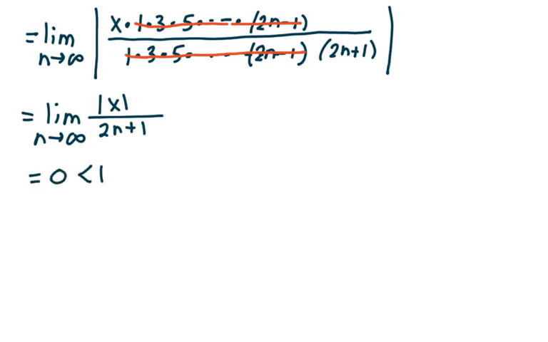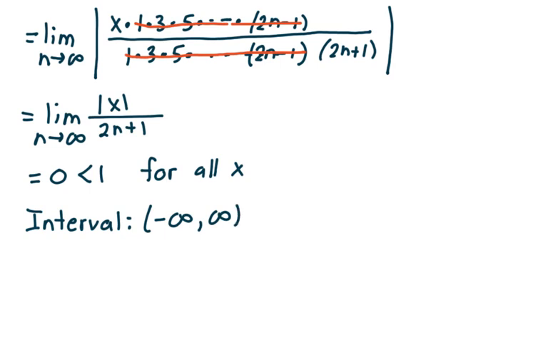That's 0, which is less than 1 for all x. What does that mean? My interval of convergence is going to be negative infinity to infinity. It didn't matter what that x was. I'm going to get 0 no matter what that is. So the interval is negative infinity to infinity, and my radius of convergence we would just write as infinity. And that's how you do problem number 5.